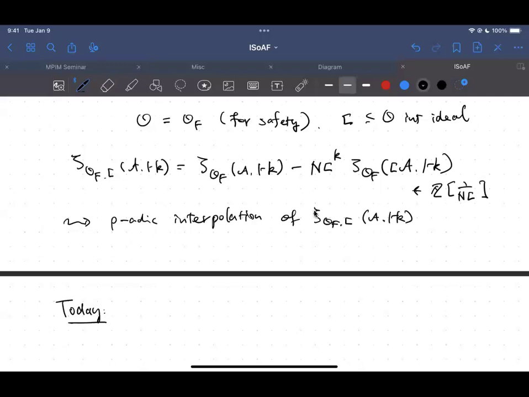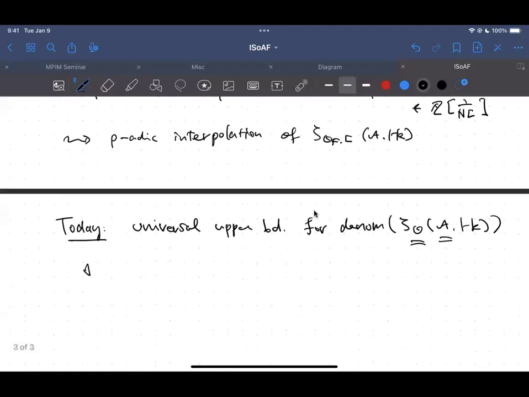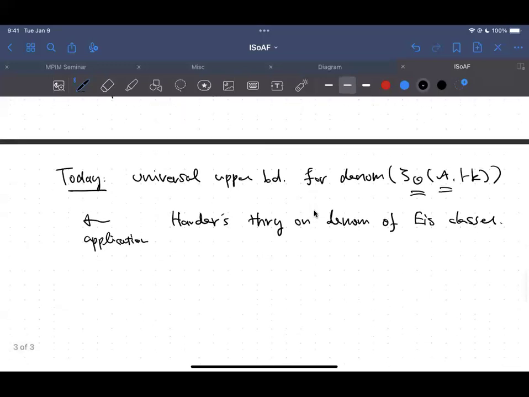I will say a universal upper bound for the denominators of these special values of partial zeta functions, where I vary the orders and ideal classes, as an application of Hohto's theory on the denominators of Eisenstein classes. More precisely, for an integer k greater than or equal to 2, let's consider the following set D_k.